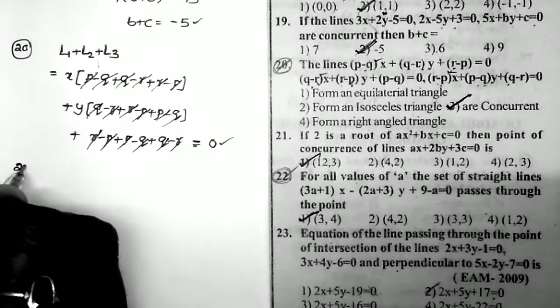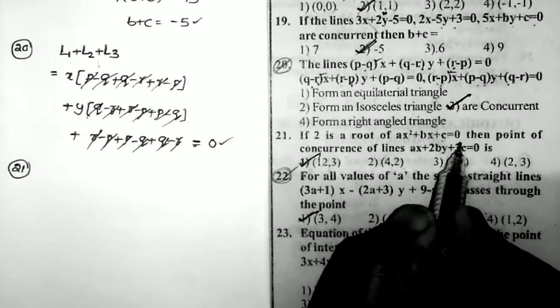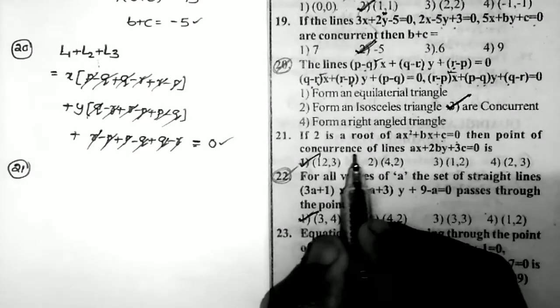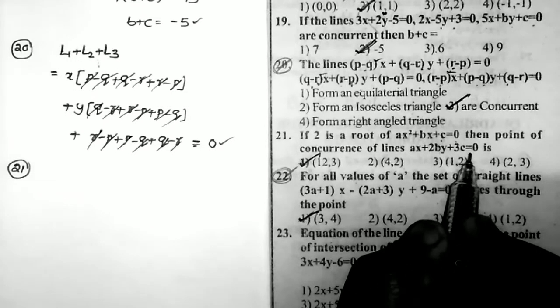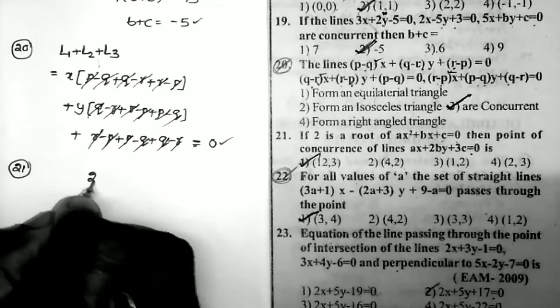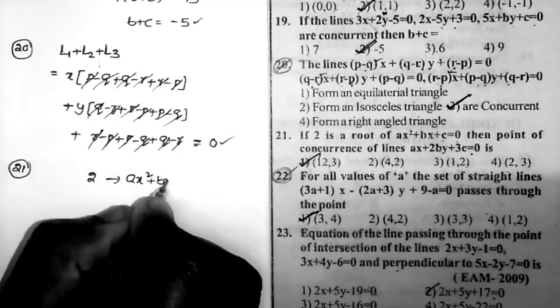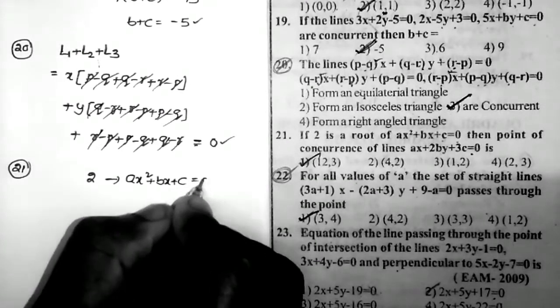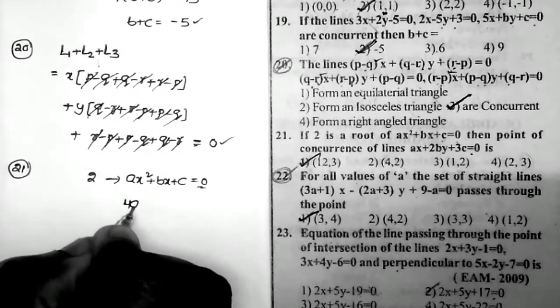Now sum number 21. If 2 is the root of the equation ax square plus bx plus c is equal to 0, then the point of concurrence of the lines ax plus 2by plus 3c is equal to 0. Given that 2 is the root of the equation ax square plus bx plus c is equal to 0. 2 is the root of the equation, means 2 satisfies this equation.